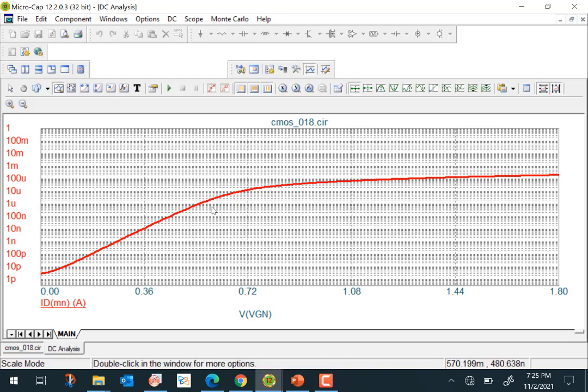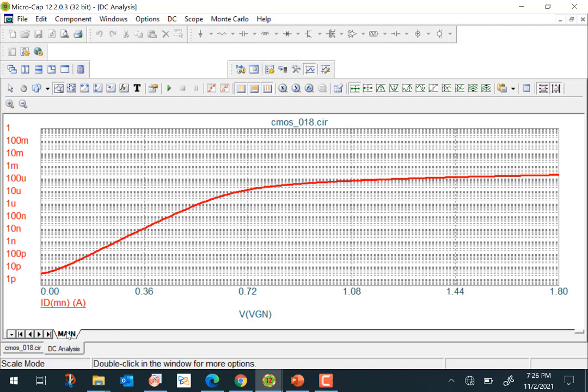As I said, somewhere around 0.5 or so is the threshold voltage of the transistor. Below this is what we call the subthreshold region. The current is increasing exponentially here because it's a log scale. And this is the part which is above threshold voltage. In between is a transition region from subthreshold to the strong inversion region.